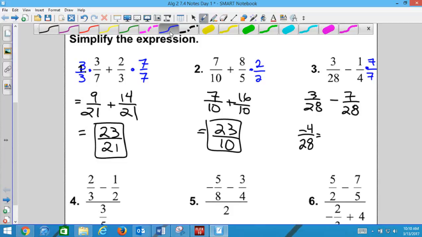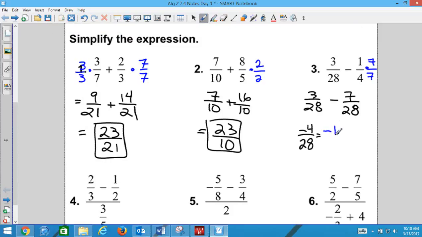Right, so what I need to do in order to cancel is I have to factor it, and factor means unmultiply. So on top, to get negative 4, I take negative 1 multiplied by 4, so I unmultiply that. On the bottom, I have 7 multiplied by 4. I unmultiplied it. That means I factored it.